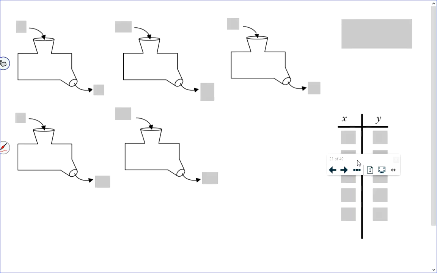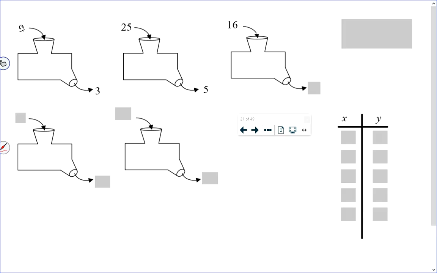We'll take a look at another relation here. If I throw 9 into this relation, I get 3. If I throw 25 into this relation, I get 5. And many of you will, you think, know what the relation is. You're probably going to be wrong. I hate to break it to you. If I put 16 in, I get 4. Now comes the surprise. Sometimes when I put 9 in, I don't get 3, I get negative 3.